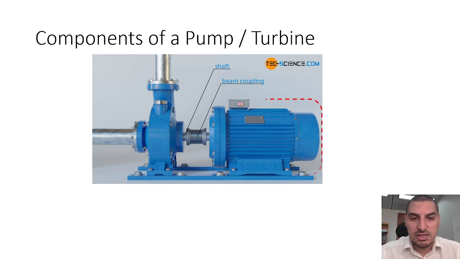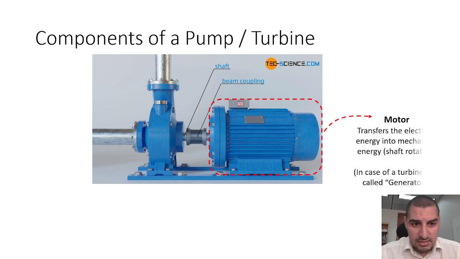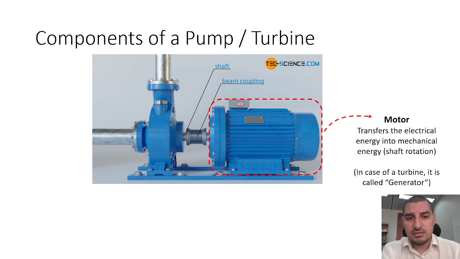The first is the motor. This motor is just a device that consumes electric energy to produce mechanical energy. This mechanical energy is in the form of rotation. It's a shaft that rotates.